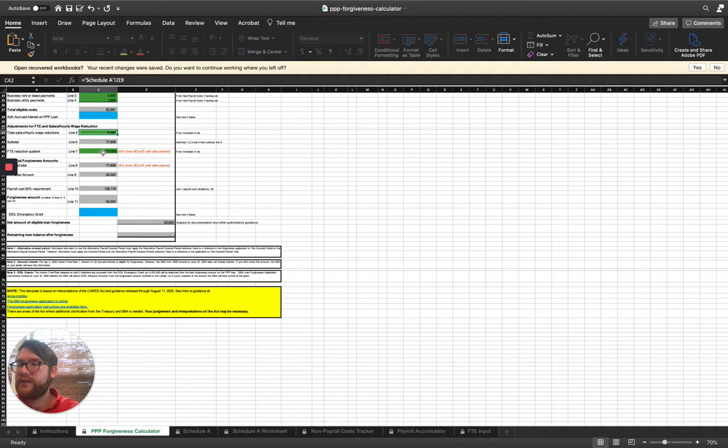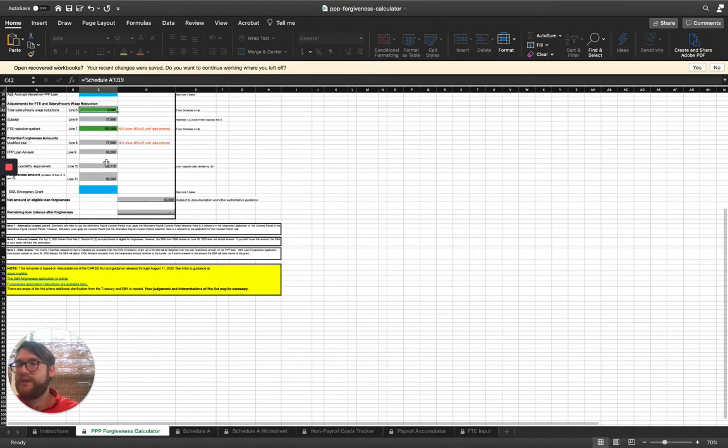Then it's going to do an FTE reduction quotient. So if your full-time equivalence was not where it should be, if you were below that, then it will reduce everything again. And let's say you had 90%, it will multiply this by 90%. And so you'll only get 90% of this $77,000.